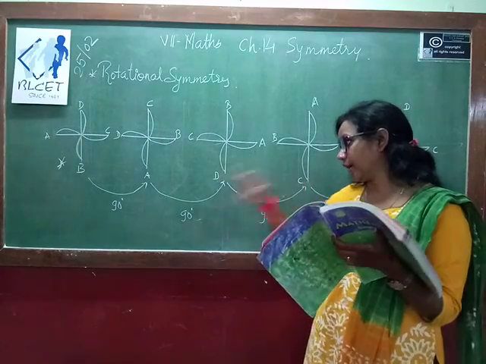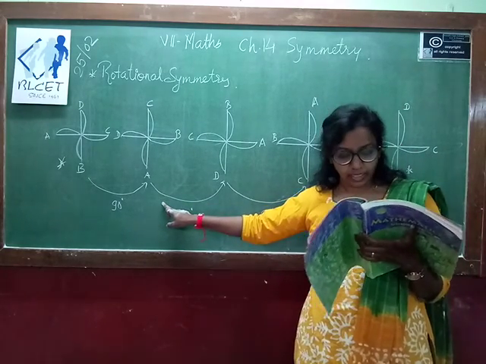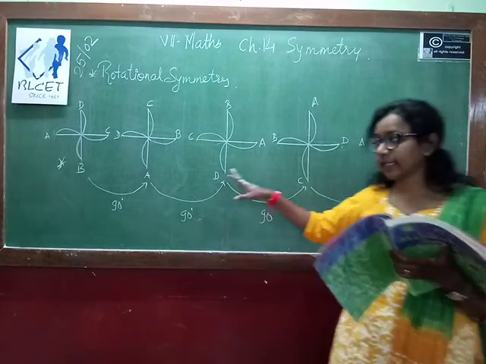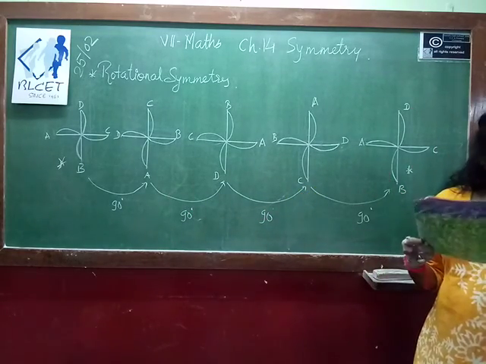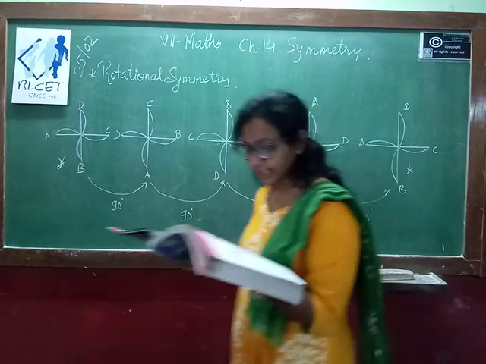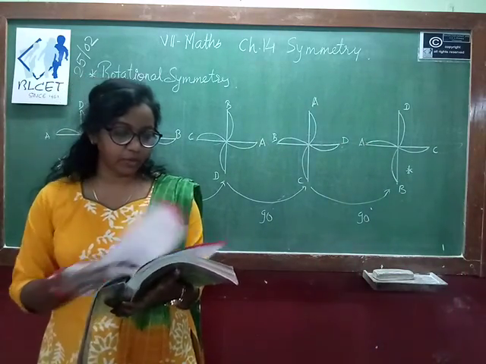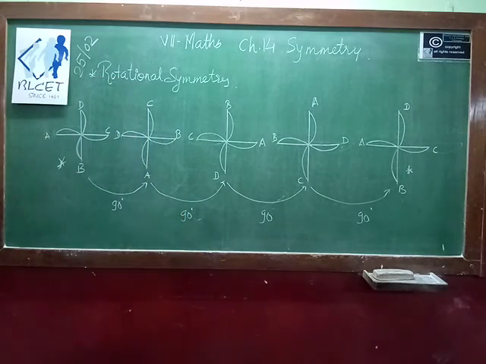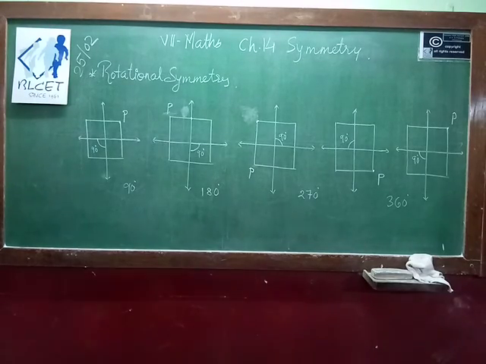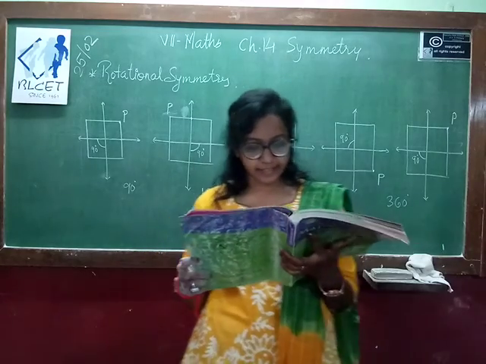And whatever angle you are taking, 90 degrees, this is known as the angle of rotation. That's why you are getting the same position after 4 rotations. So this is all about rotational symmetry. Next we will see some more examples so that you will be able to understand the concept clearly. Let's see the next example.